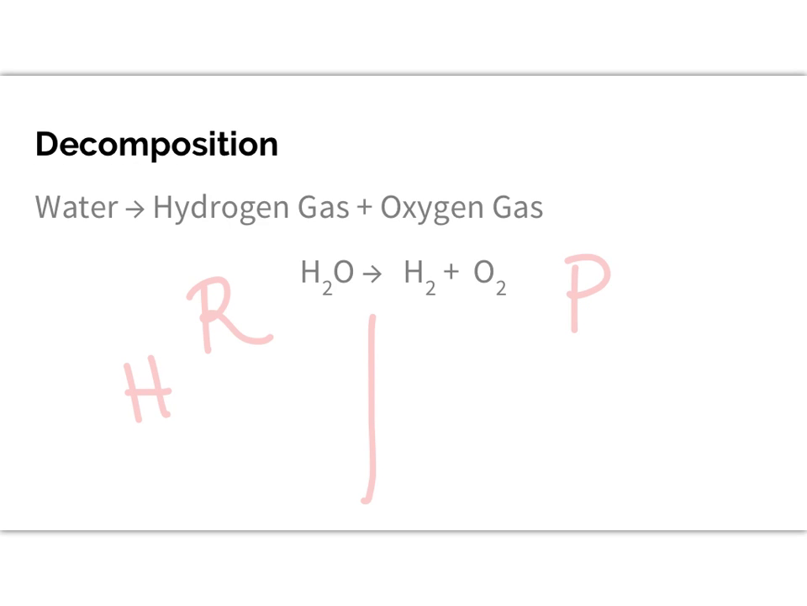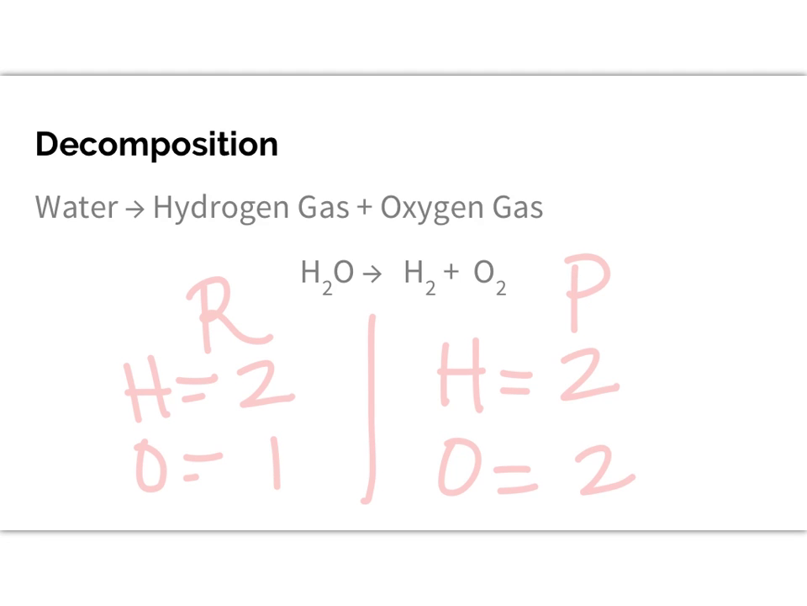And I want us just to take a minute to count how many of each type of element are on each side of the equation. So on the left-hand side, I can see that I have 2 hydrogens and 1 oxygen. On the right-hand side of the equation, I have 2 hydrogens and 2 oxygens. So what happened to that extra oxygen? How did we get an extra oxygen?